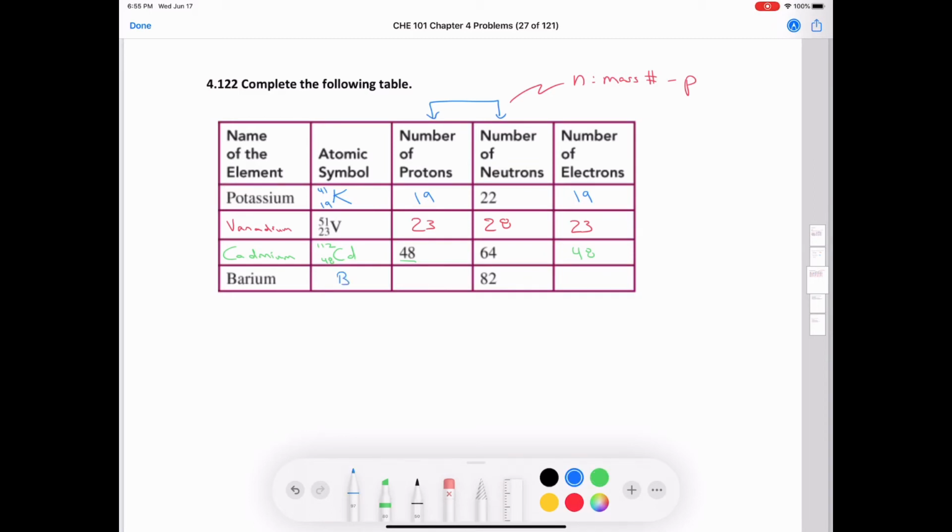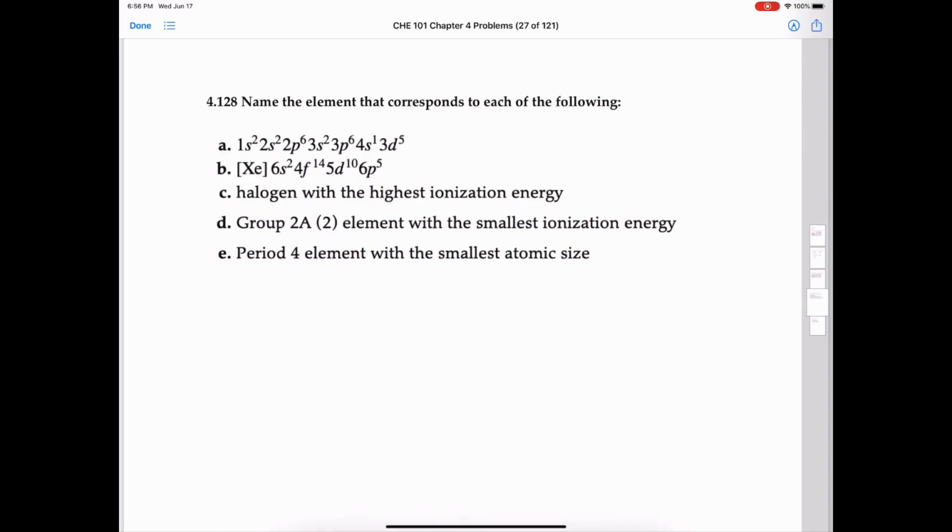Lastly, we have barium. The atomic symbol for barium is Ba. Then you go over to the periodic table and find barium, and it's element number 56, and the number of protons is what governs the identity of an element. So we'll put 56 for the number of protons, and we'll put that down here for our atomic number. They've given us the number of neutrons, and again, the mass number is equal to the number of protons plus the number of neutrons. So 56 plus 82 gives us 138. And again, since this is not an ion, the number of electrons should equal the number of protons and be 56.